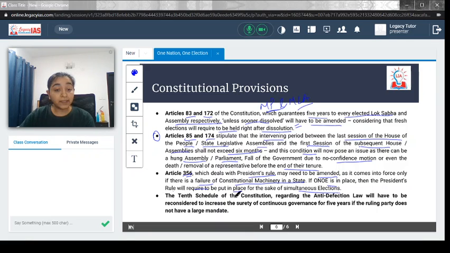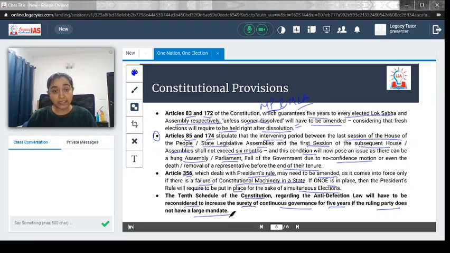And then finally, the 10th Schedule of the Constitution, which talks about the anti-defection law, will have to be reconsidered to increase the surety of continuous governance for 5 years if the ruling party does not have a large mandate. Again, stricter restraint needs to be put under the anti-defection law so that the party could actually rule for the 5 years and not lose motions, for example, a no confidence motion.